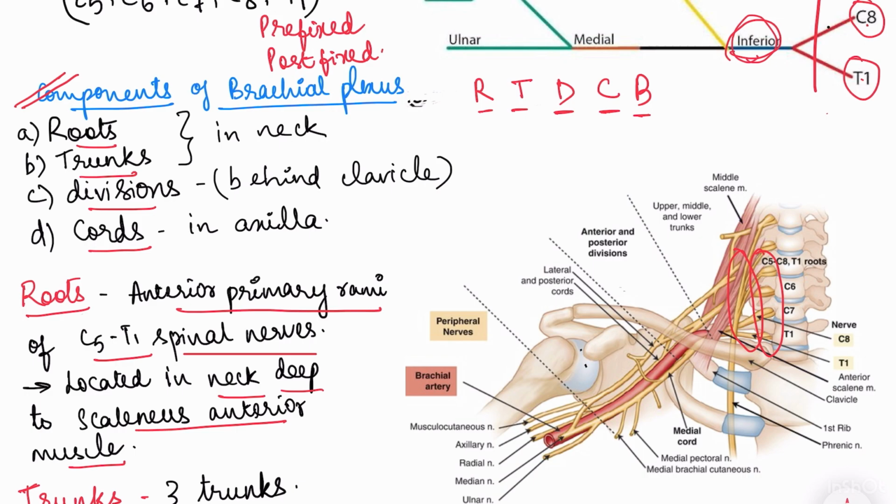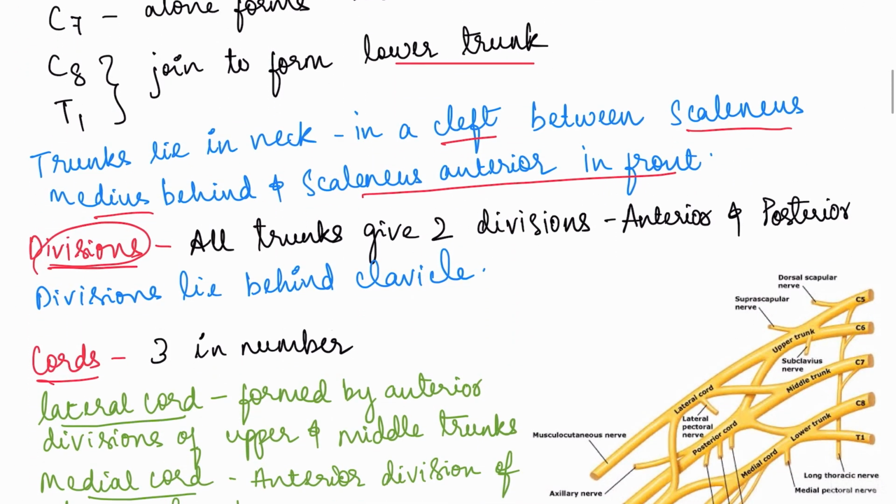So the location of the anterior and posterior divisions of brachial plexus, they are located behind the clavicle. So here we can see the clavicle, and behind the clavicle we have the divisions of brachial plexus, that is anterior and posterior divisions of brachial plexus.